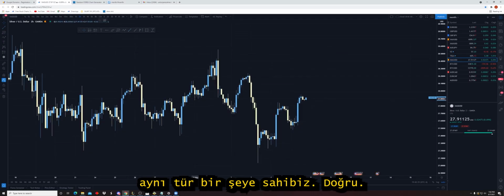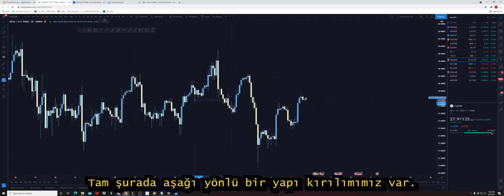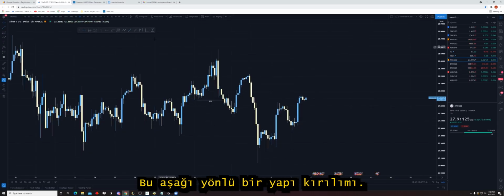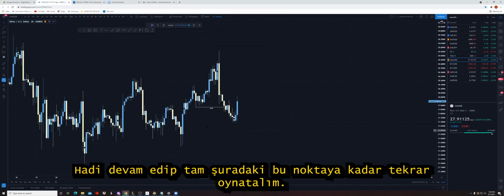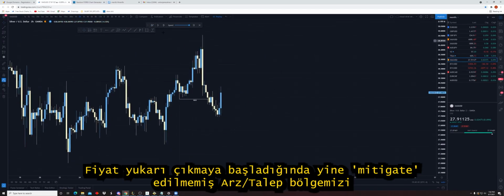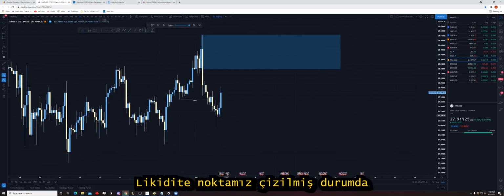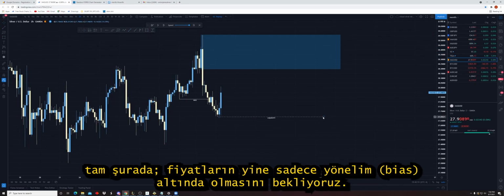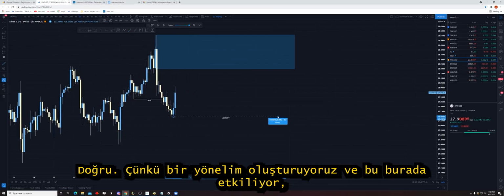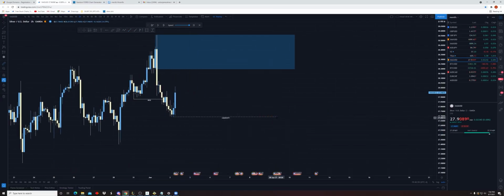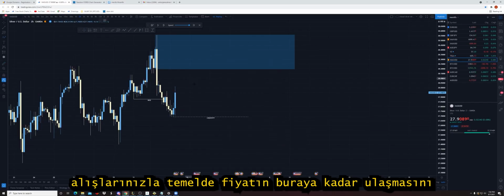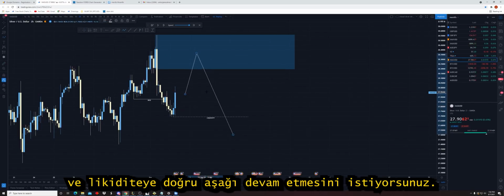We have the same type of thing, right? We have a break of structure to the downside right here. This is a break of structure down. Let's go ahead and replay to this point right here, right? As price starts to come up, we again see our unmitigated supply and demand zone right here. We have our point of liquidity drawn out right here, expecting price to, again, under just bias, right? Because we formulate a bias, with your bias basically being that price wants to reach up into here and continue down to the liquidity.